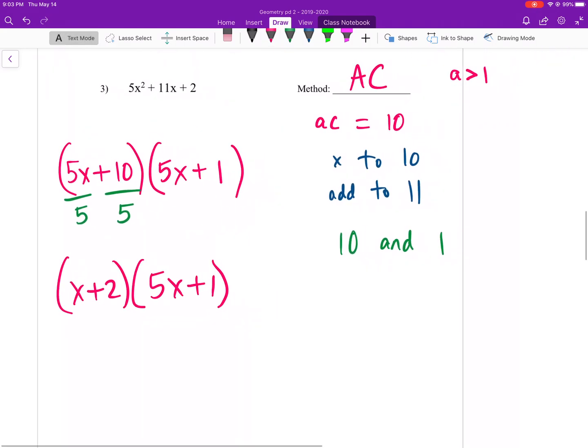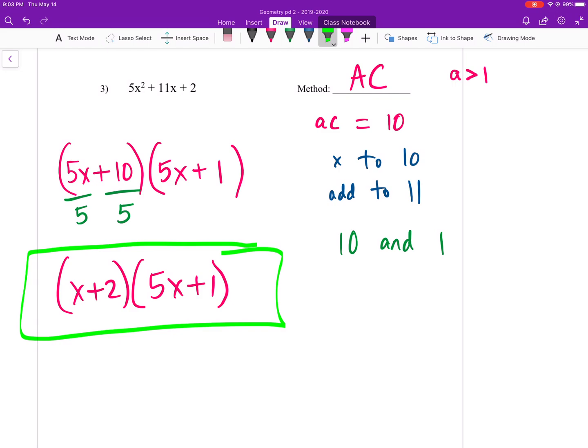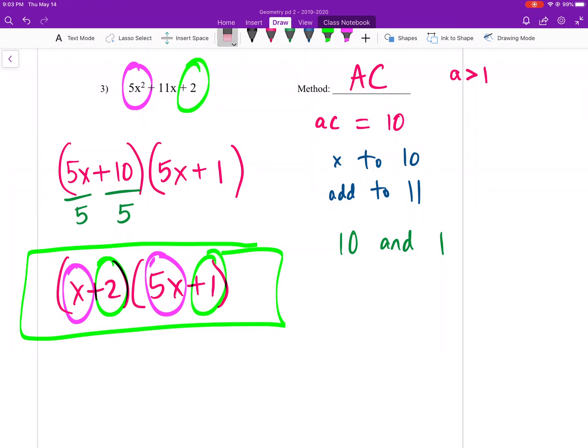Remember, once again, you could check your answer: box method, GeoGebra, whatever. But I want to remind you of the quick check. Is x times 5x equal to 5x squared? Sure is. Is 2 times 1 equal to 2? Sure is. So that's a quick check. It's not perfect, it's not always going to work, but most of the time it will. So we end up with x plus 2 times 5x plus 1.